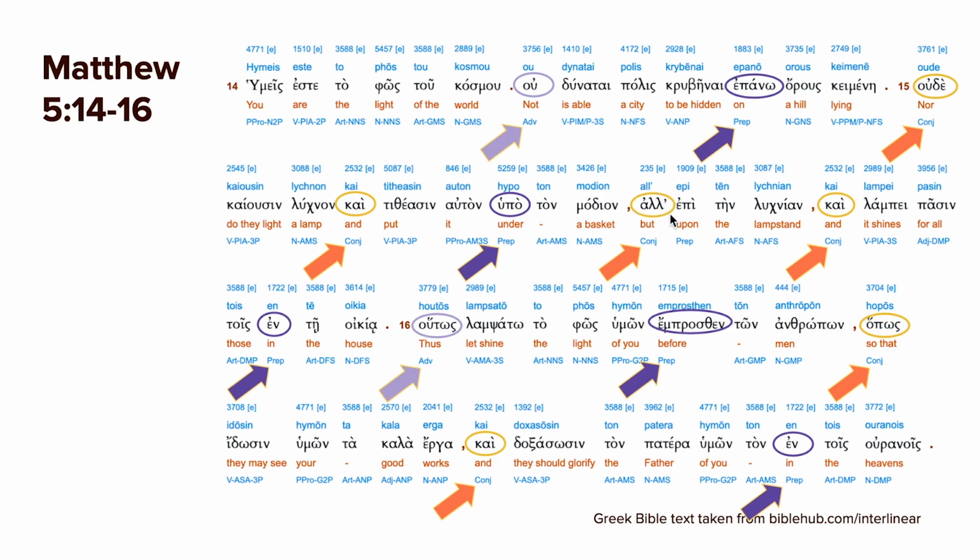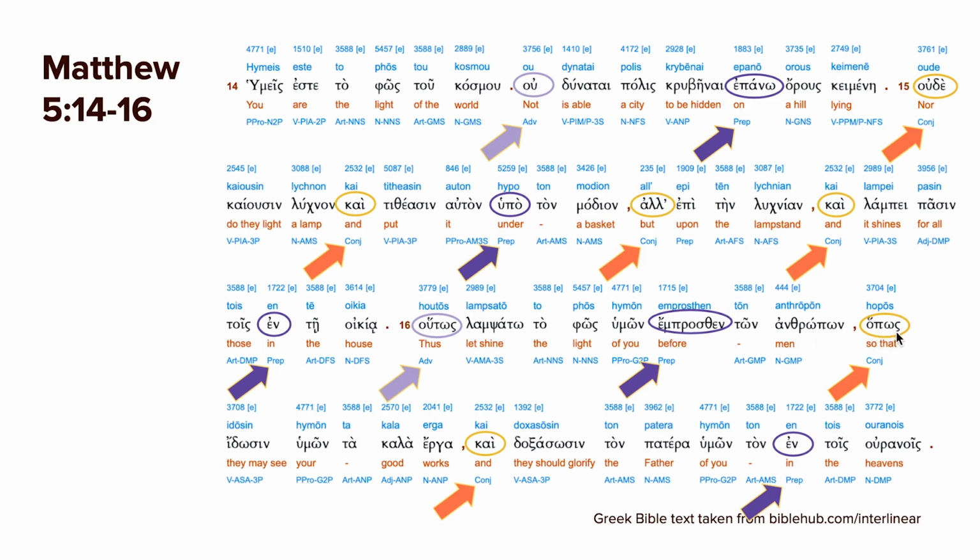Al. This one, alla, becomes al before a vowel, just so it flows more. Alla, but. And then let's take a look at this preposition en. We know en is followed by the dative, so in the house. Thus, hutos. Lots of different ones, like hupo, hutos, those are a little bit confusing, but in this case it's thus. In other words, because of this, you don't want a lamp under a basket. You, therefore, should let your light shine before people. Like, don't hide yourself. Let your light shine. And then emprosthen is followed by the genitive, before men.